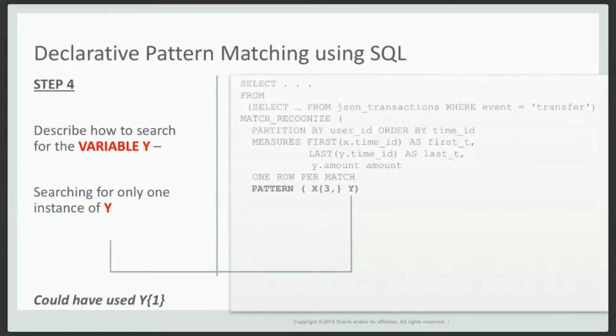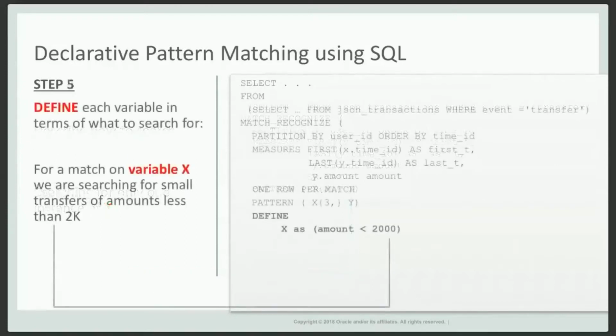The next step is looking for this big transfer. So I'm going to search for one instance of Y. Now notice I've just put Y here. I could have used Y curly bracket 1, close curly bracket, to say I'm looking for precisely 1, but just putting the pattern variable itself, Y, with no other quantifiers, automatically indicates that I'm just looking for 1. Okay, so that's what I'm looking for: 3 instances of X, 1 instance of Y.